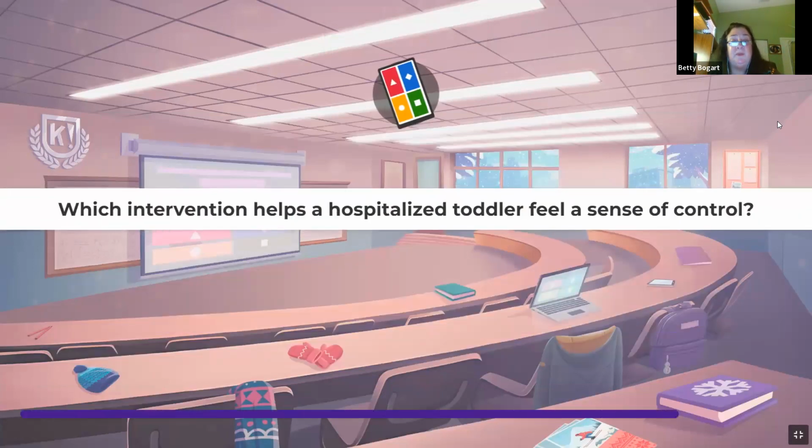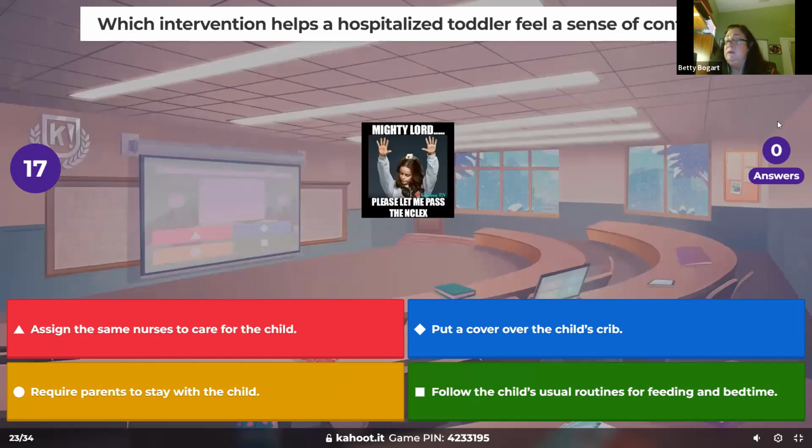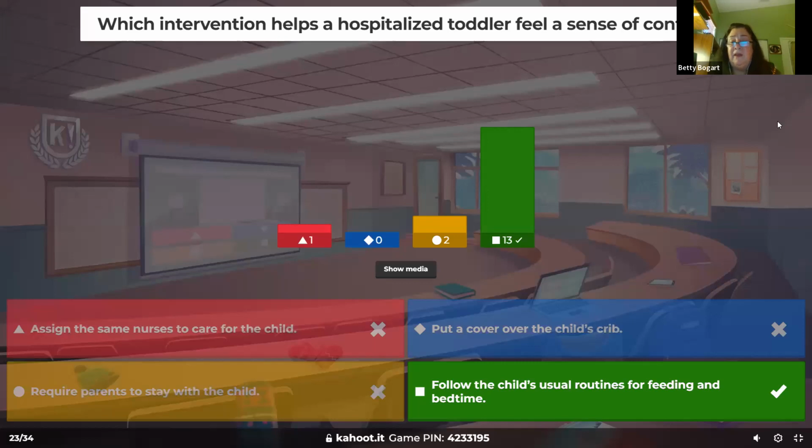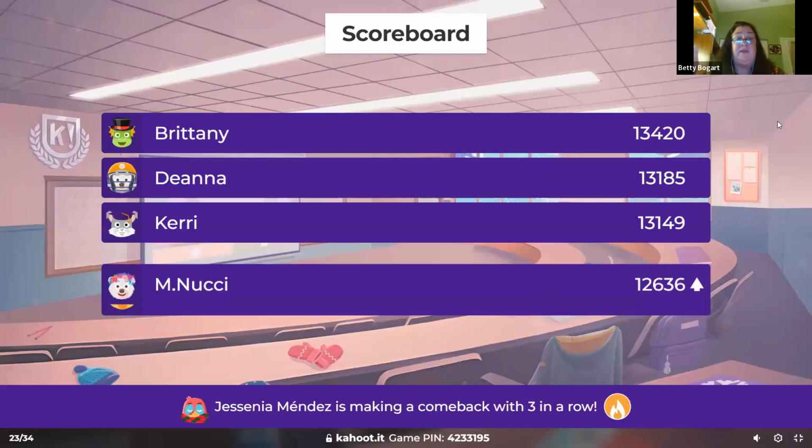Which intervention helps a hospitalized toddler feel a sense of control? I've always thought taking a toddler on vacation was an extremely difficult thing to do. They don't want to sleep, they're cranky. The reason is because they're not on their same schedule, right? So in the hospital, we can work around a toddler or even a preschooler's routine. We can follow their routines, the foods they eat, if we can, their sleep schedules. We can work around that. And that child's going to feel a lot more comfortable and be less worried in that environment. Because in hospitals, we change everything on them.